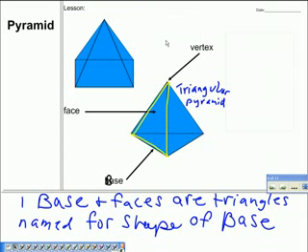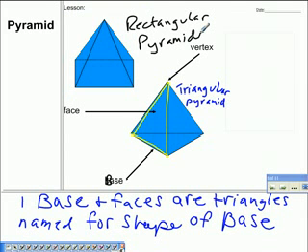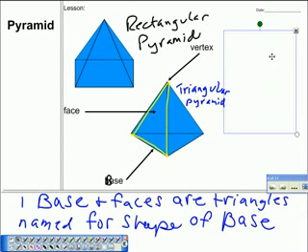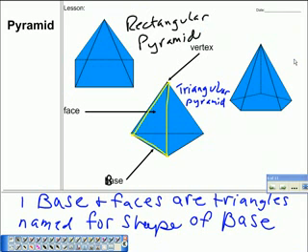Here's a different kind. What kind of pyramid would that be? Well, look at the base. What is that shape right there? That's right. So it would be a rectangular pyramid, because the base is a rectangle. And that one would be pentagonal, right? Good. Pentagonal pyramid.